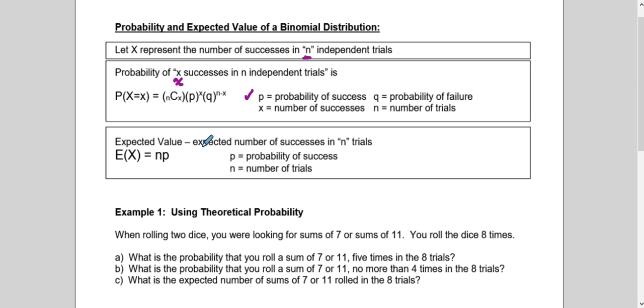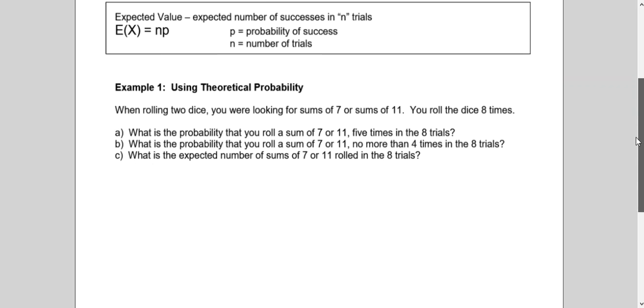The expected outcome, all right, so how many successes we normally would see is dependent on that probability times the number of trials that I do. That's what we're going to take a look at today. All right, and you'll hopefully see over the next few examples the connection between that. All right, so let's look at it.